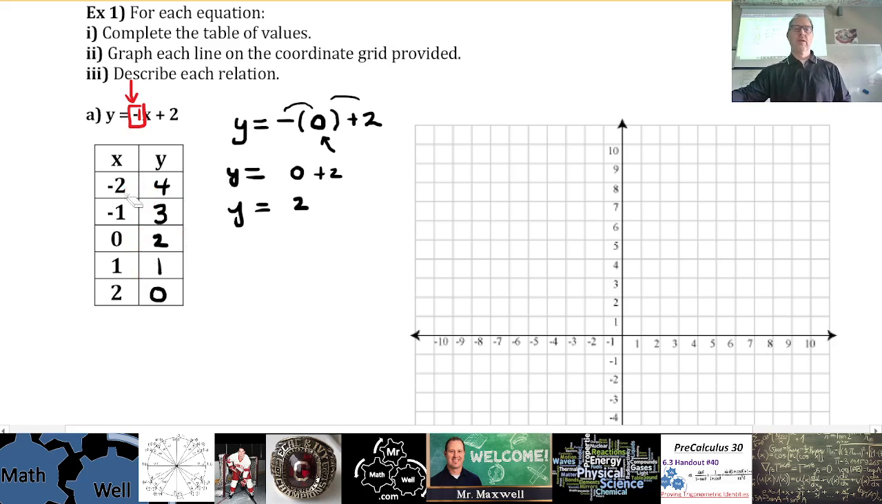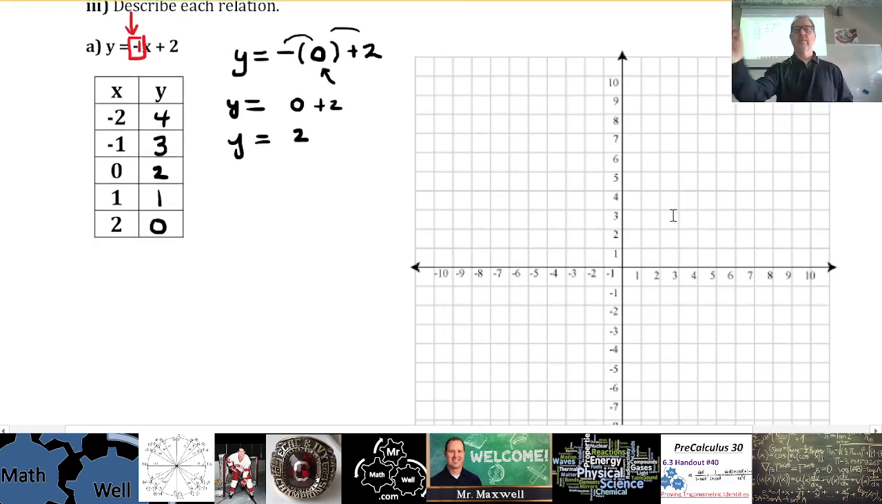Okay, so you should be able to do that. Make sure that you put the x into the x position there, solve for y. Do that 2 or 3 times to make sure you can establish a pattern before you just start guessing on the numbers. All right, so complete the table of values, done. Graph each line. All right, here we go.